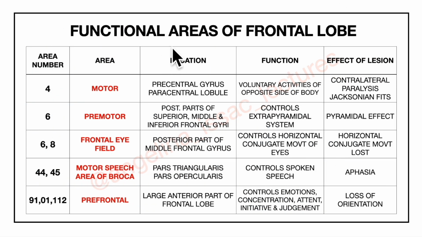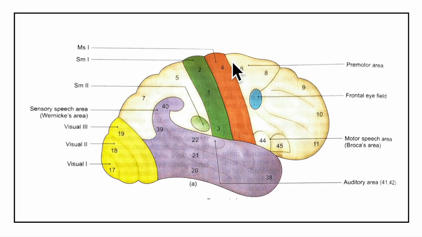Now I have included the functional areas of the frontal lobe in a tabular column so it becomes easier to learn it. That is the area number, the area, the location, its functions and effect of lesion. Now after having completed the functional areas of the frontal lobe, let's move on to the functional areas of the parietal lobe. If you have noticed, the frontal lobe is more concerned with the motor functions as we learned about the motor area and the premotor area.